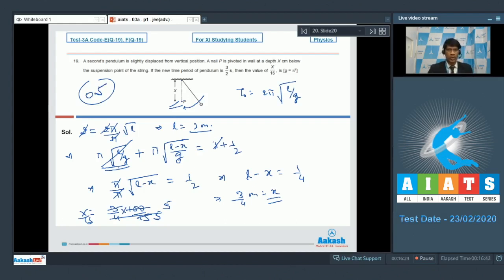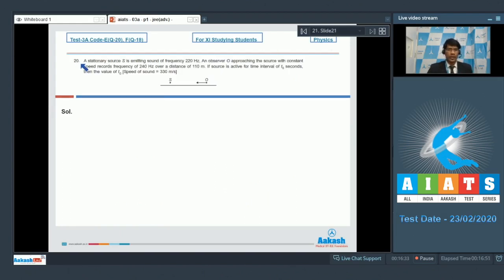Now let's proceed to question number 20. Here in question number 20, a stationary source S is emitting sound of frequency 220 Hz. An observer O approaching the source with constant speed records frequency of 240 Hz over a distance of 110 meter. If the source is active for the time interval of t0 seconds, then find the value of t0. Speed of sound is given as 330 meter per second.